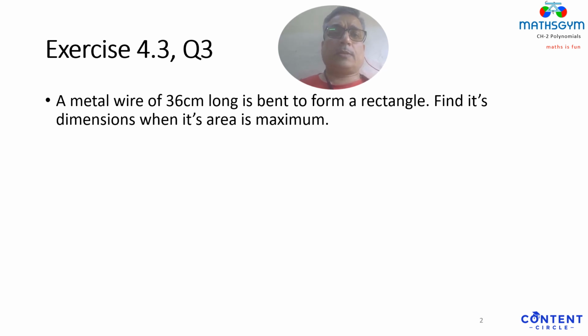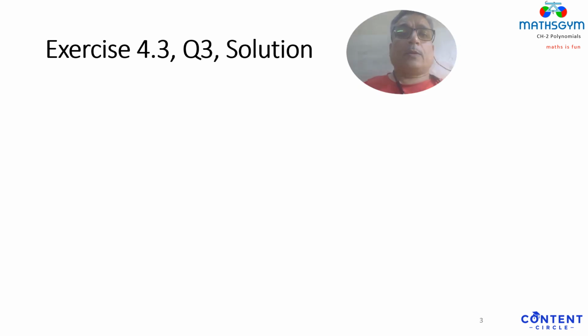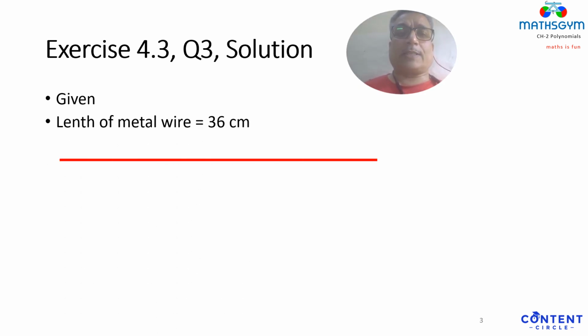So the question is from exercise 4.3. A metal wire of 36 centimeter long is bent to form a rectangle. Find its dimension when its area is maximum. So I repeat the question. A metal wire of 36 centimeter long is bent to form a rectangle. Find its dimension when its area is maximum. So what is given to us? It is given that the length of the metal wire is 36 centimeter.